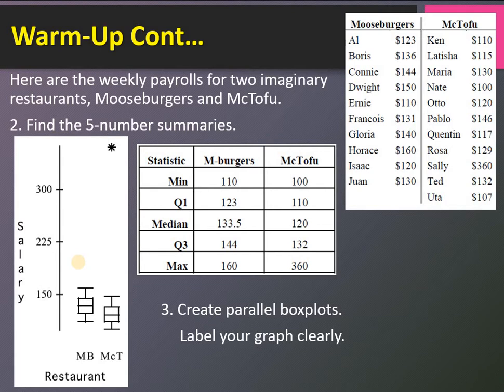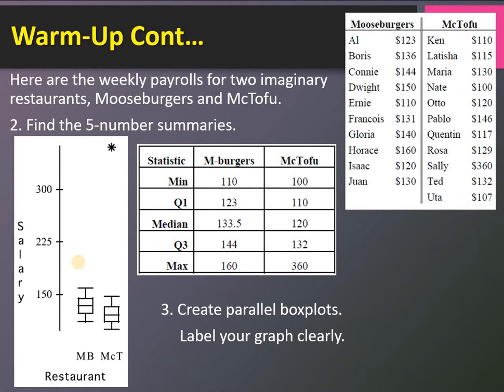183.5. What about McTofu? 120. What's true about those numbers? Yes, they're different. How so? There you go. Mooseburgers has a higher median salary at $133.50 to McTofu's $120. Notice here, I am talking about the groups.